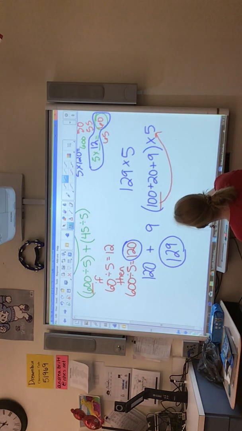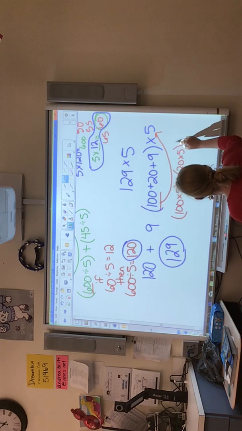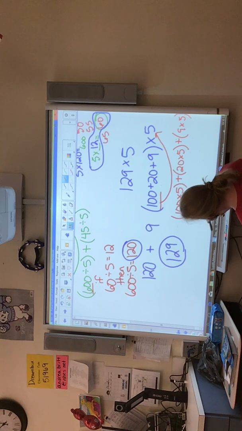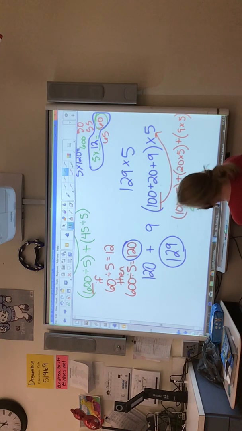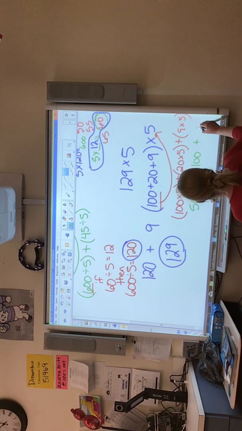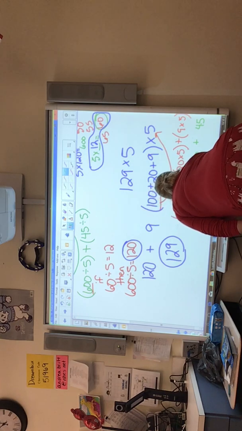Distribute 100 times 5 plus 20 times 5 plus 9 times 5. 100 times 5 is 500. 20 times 5 is 100. 9 times 5 is 45. 500 plus 100 is 600. 600 plus 45 is? 625. Good job.